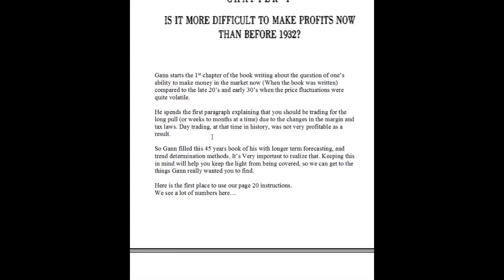So Gann filled this 45 Years book of his with longer-term forecasting and trend determination methods. It's very important to realize that. Keeping this in mind will help you keep the light from being covered so we can get to the things Gann was really wanting you to find in the book. Here's the first place to use our page 20 instructions.